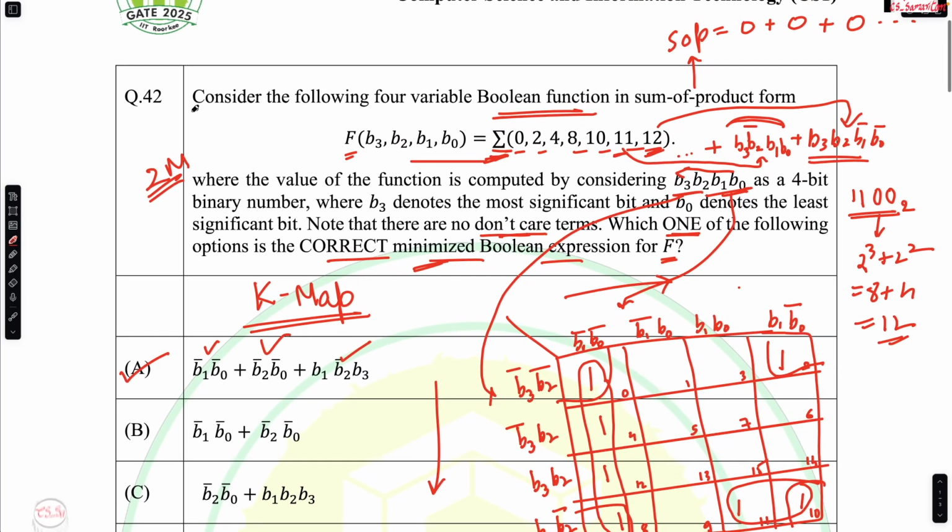It was a 2-mark question. It was a question that requires you to practice K-maps. Practice and confidence in your concept. Your concept must be strong, right?